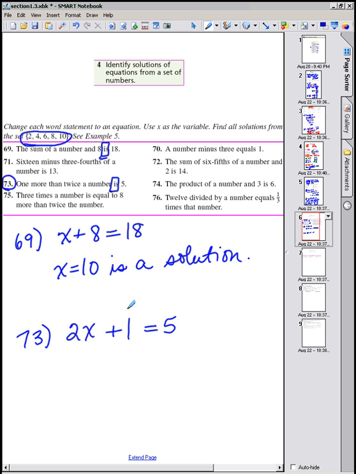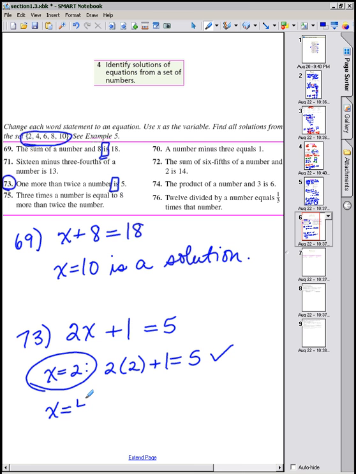Now then I'm just looking at, from this set of numbers, which one is a solution, which one makes it true. If I plug in 2, notice that 2 times 2 plus 1 is 5, right? Because 2 times 2 is 4, plus 1 is 5. So that one is a solution. 2 is a solution. You could do the other numbers and they're not going to work, but I'll just show you one more. 2 times 4 plus 1, that's 8 plus 1, which is 9. So that one is not a solution.